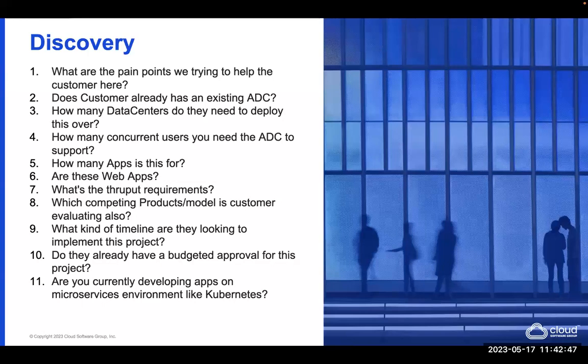And then, of course, how is this load balancer going to be deployed? Is it just for layer 4 or just for layer 7? How many application servers is this for? Are these web apps? What kind of throughput are we talking about here? That is required, because all this is going to come in when you do sizing.